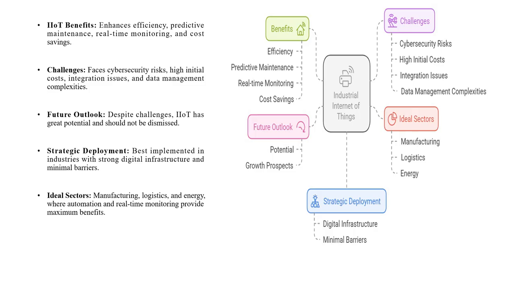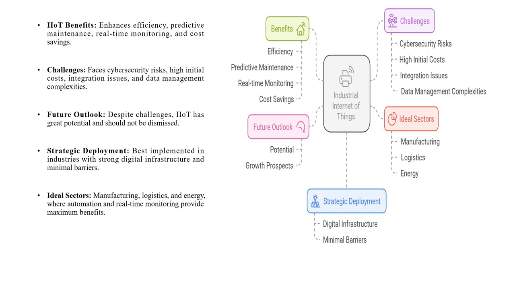So overall, the industrial IoT offers numerous advantages such as improved efficiency, predictive maintenance, real-time monitoring and cost savings. But its implementation comes with challenges like cybersecurity risk, high initial cost, integration complexities and data management issues. So despite these barriers, the future of the industrial IoT remains bright.